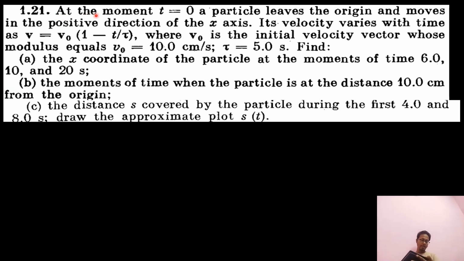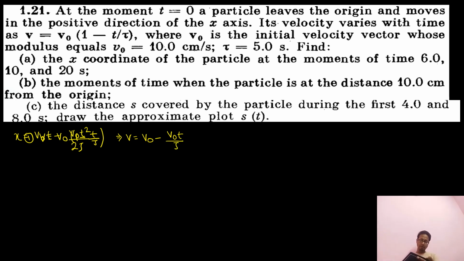At the moment t is equal to 0, the particle leaves the origin and moves in a positive direction of the x-axis. Its velocity varies with time: v is equal to v naught 1 minus t by tau. Out here, v is equal to v naught minus v naught t by tau.